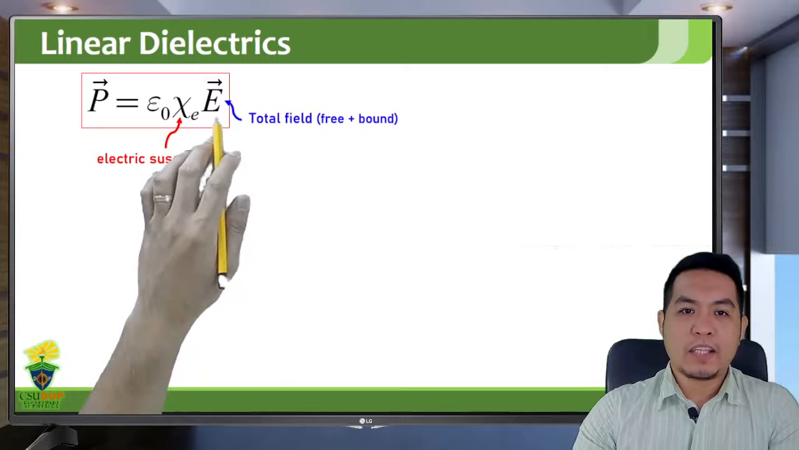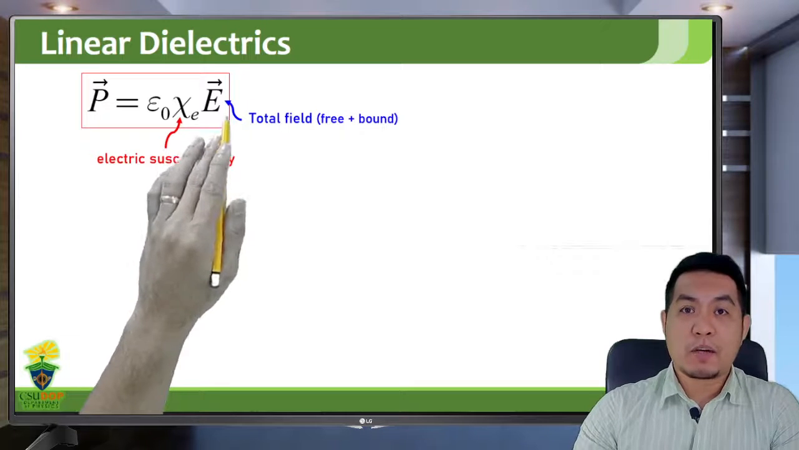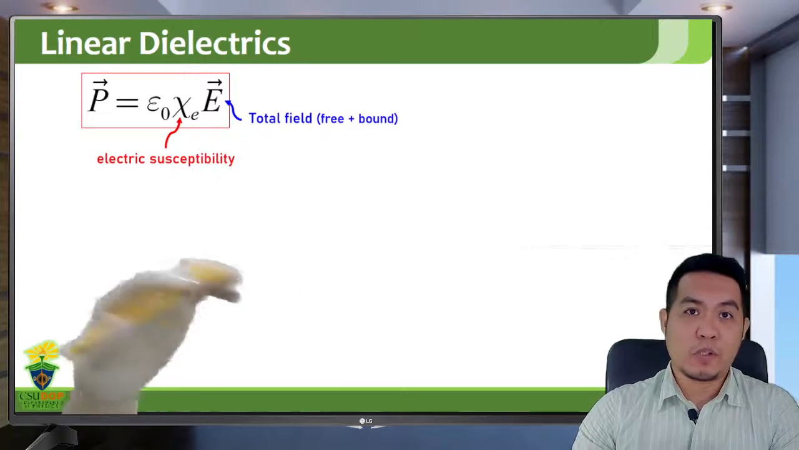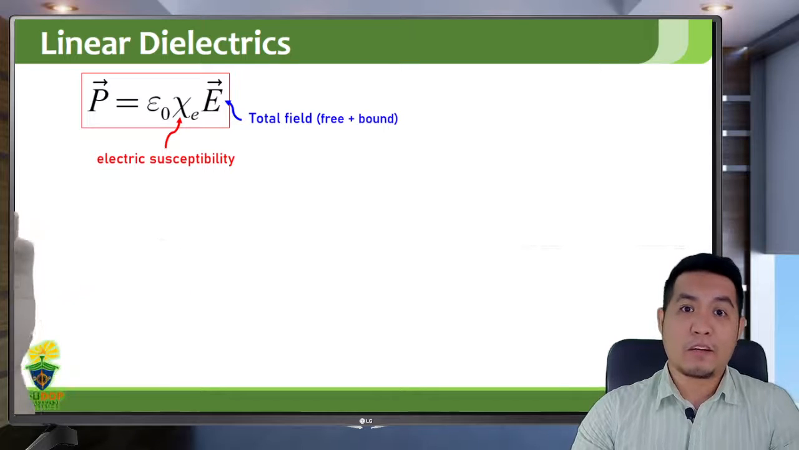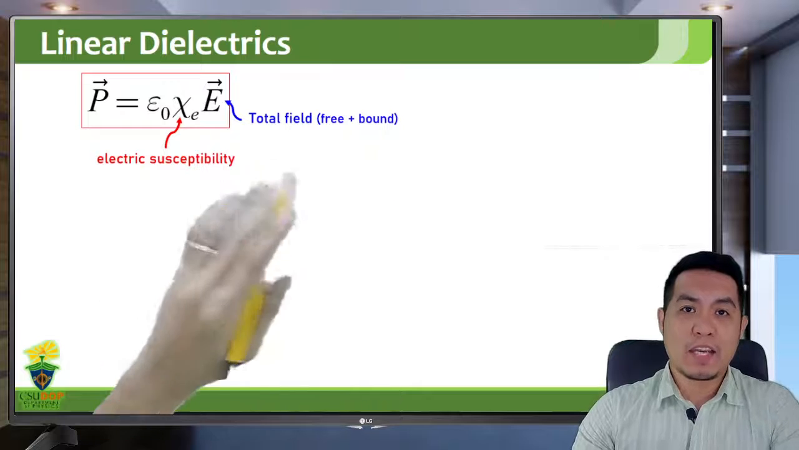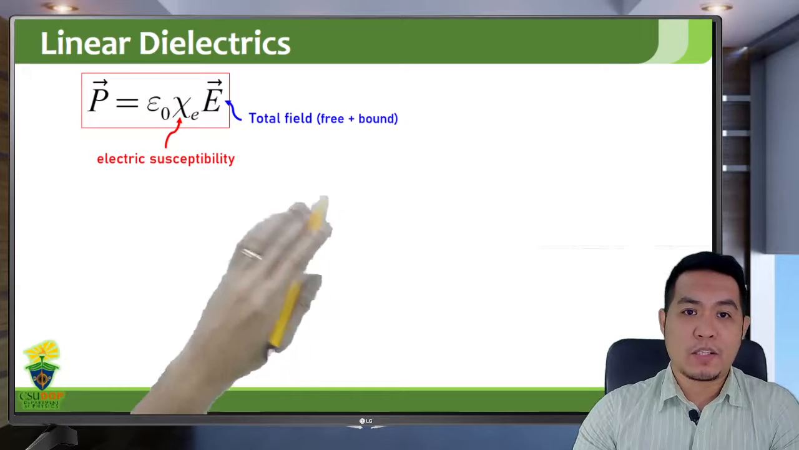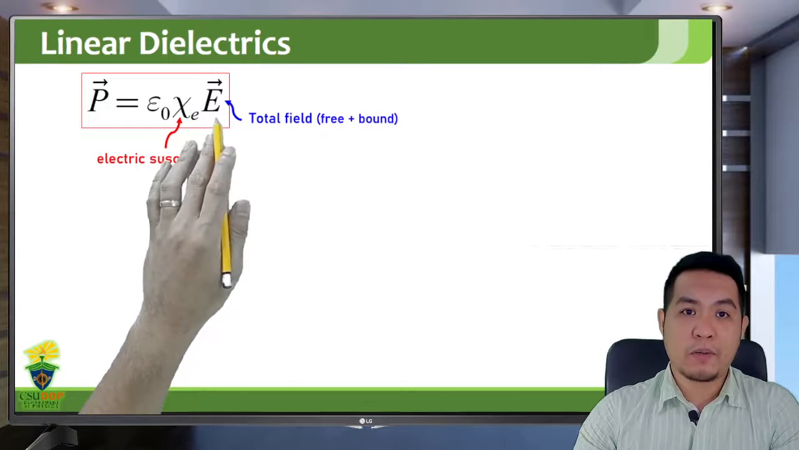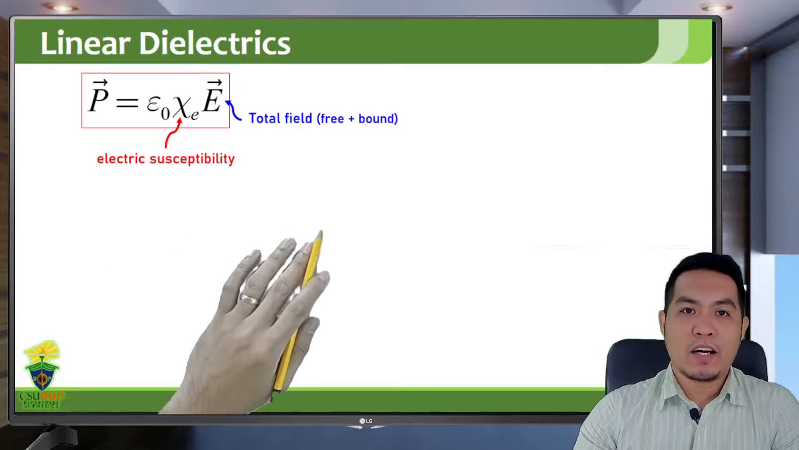The electric field that we are considering here is now the total field. It's due to the external field plus the internal field, or it could also be due to the free charges plus the electric field due to the bound charges. So this is already the total electric field inside your dielectric.